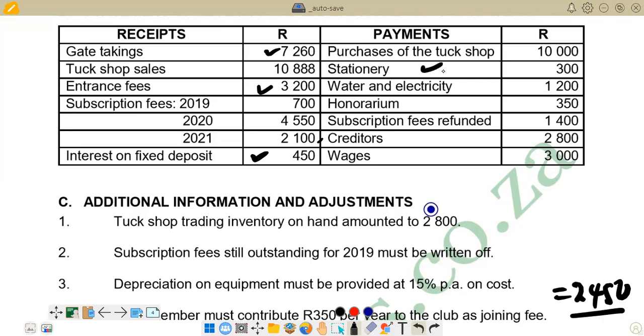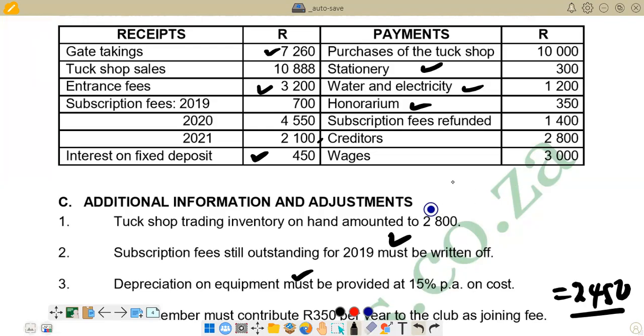So we've got stationery, which is here. One of the expenses, 300. We have water and electricity again, 1,200. We also have honorarium. This one is also an expense of 350. Then we can also check all the additional information. We've got subscription fees outstanding, which must be written off. So it's an expense there of subscription fees written off. And we also have depreciation, which is here, 15%. On the calculation of depreciation, 15% per annum.